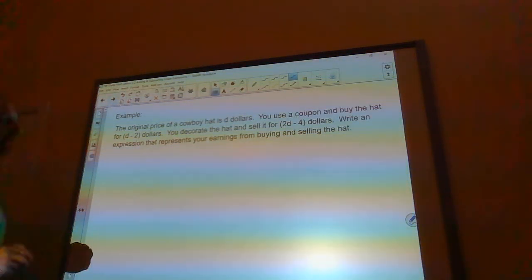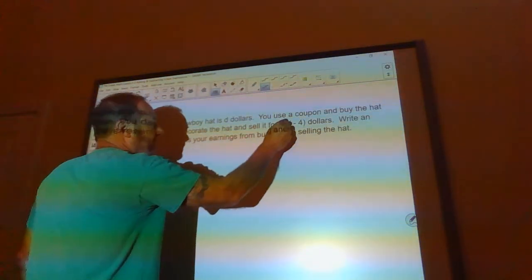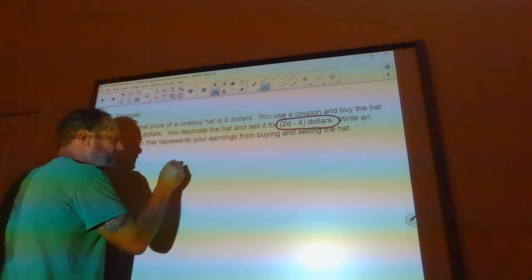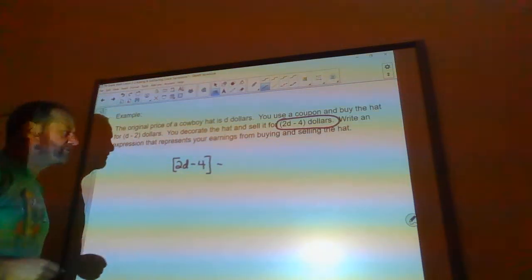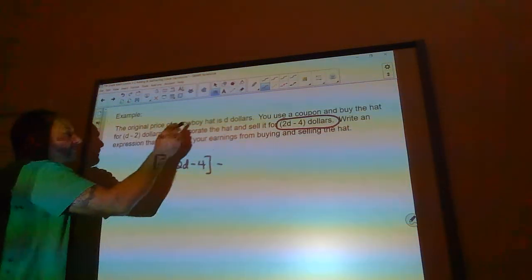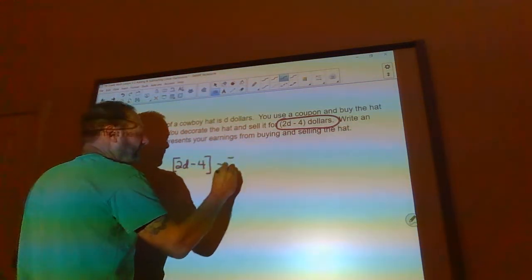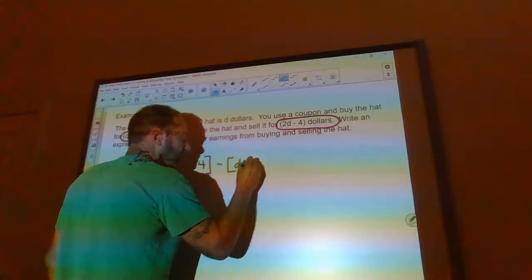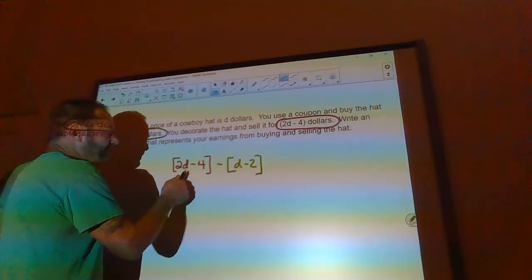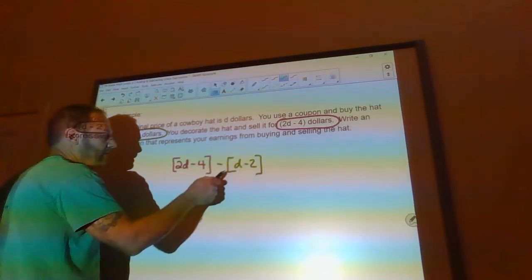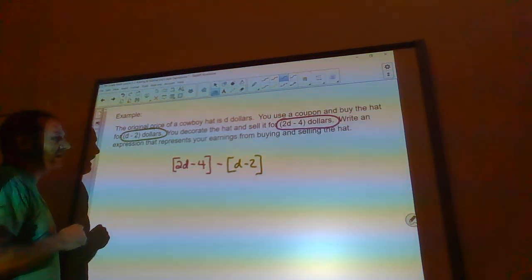Okay, so the earnings are going to be whatever you sell it for, which is right here, 2D minus 4. And you're going to subtract from that your cost. Here's your cost right here. Okay, so your cost is D minus 2. So revenue, that's how much you make, minus the cost is going to be your profit, which is what you're trying to figure out.